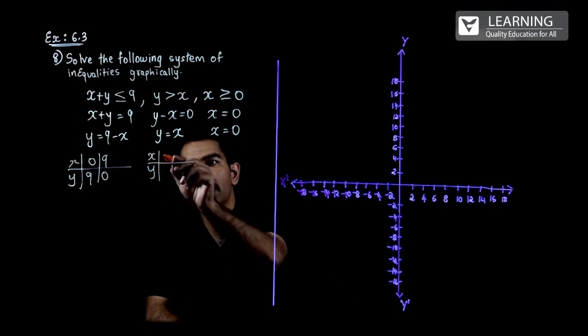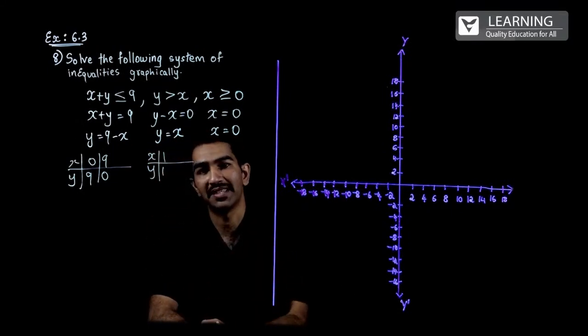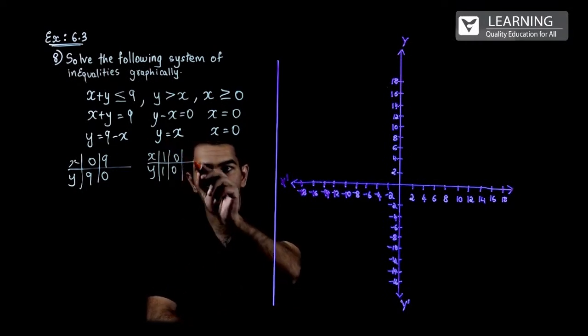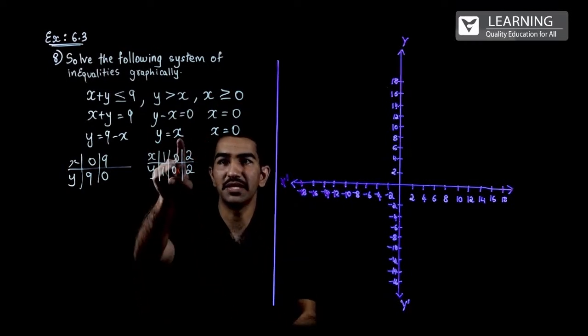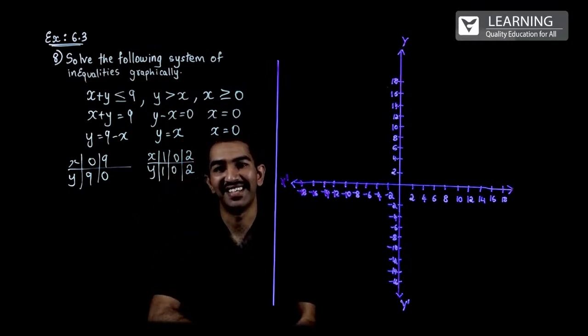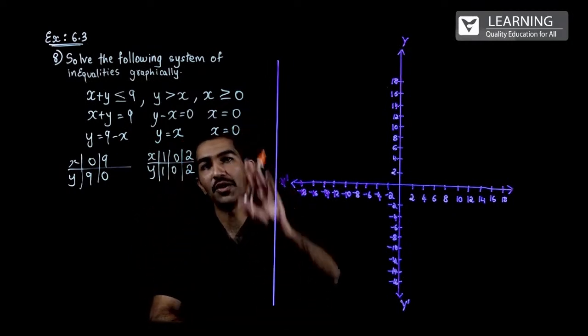Same thing, y is equal to x, so again you draw the table x, y. Now if you put x is equal to 1, what is y? Y is also equal to 1. If you put x is equal to 0, what is y? Y is also equal to 0. If you put x is equal to 2, what is y? Y is also equal to 2, right? So in this place if you put 2, y will be equal to what? 2 only. Understanding?